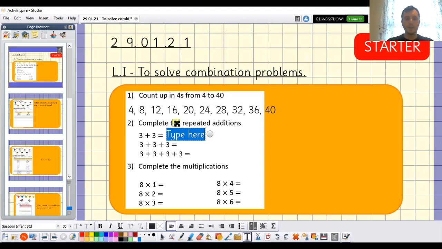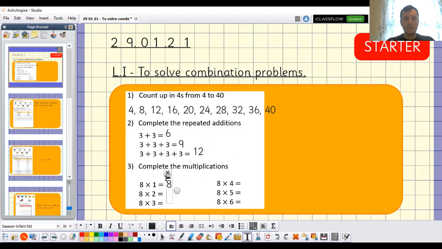Next one, I've got 3 plus 3, or 2 times 3, which is equal to 6. After that, I have 3 plus 3 plus 3, which is the same as 3 3s, or 9. And then 3 plus 3 plus 3 plus 3. This time there are 4 3s, or 4 times 3, which is equal to 12.